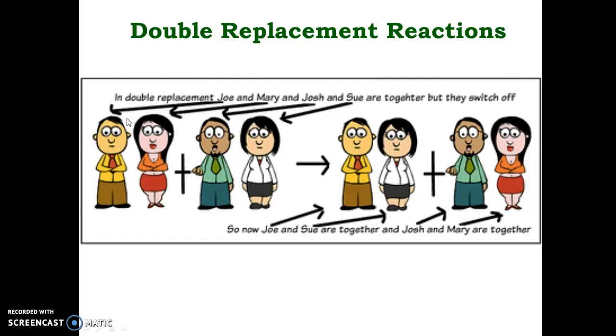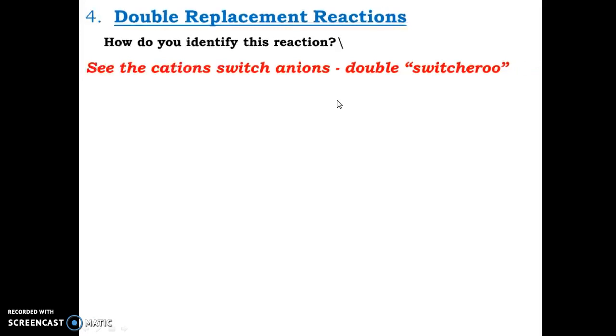Okay, so I have Joe and Mary, and I have Josh and Sue. Sue is more attracted to Joe, and Mary's more attracted to Josh, so they switch partners. That's a double replacement reaction. So how do I identify this reaction? You could say the cations switch places, or you could say the anions switch places. Either way, the substances are swapping partners.